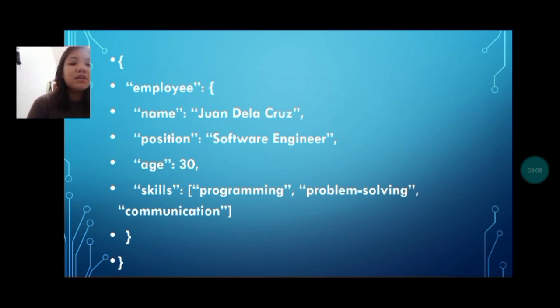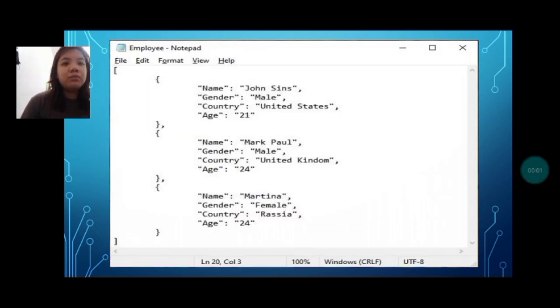So, ang JSON ay madalas na ginagamit sa pagpapalitan ng data sa pagitan ng mga serbisyo at mga sistema dahil sa kanyang simpleng format at interoperabilidad sa iba't ibang programming language. Ito pa ang ibang example ng JSON file.